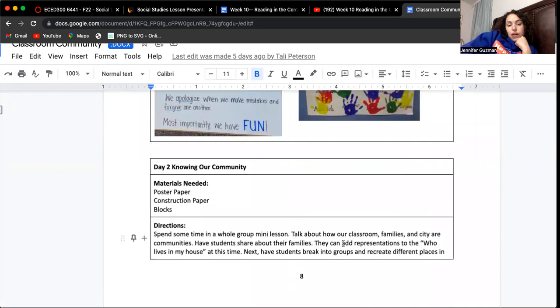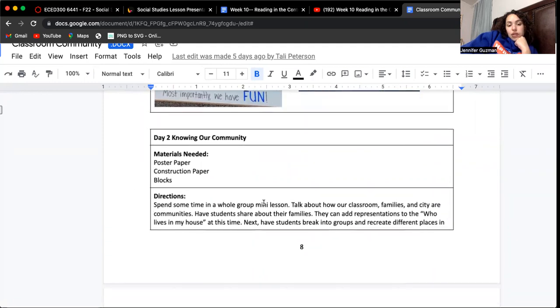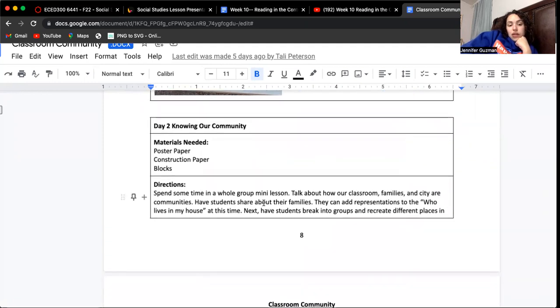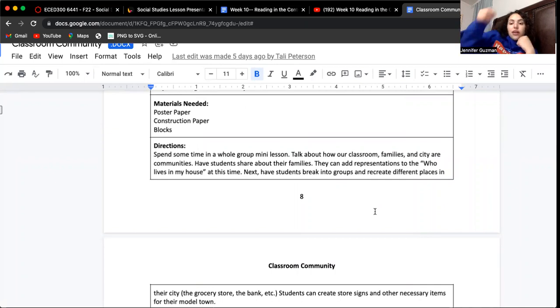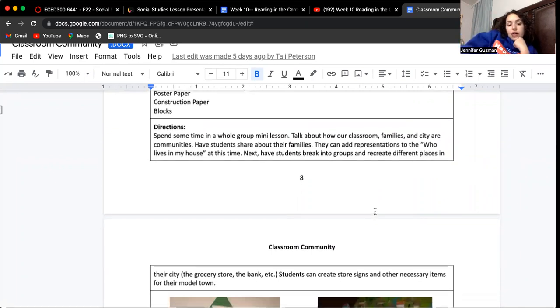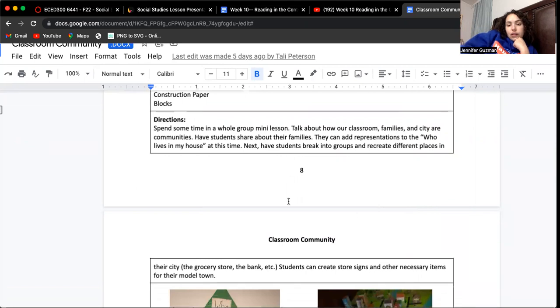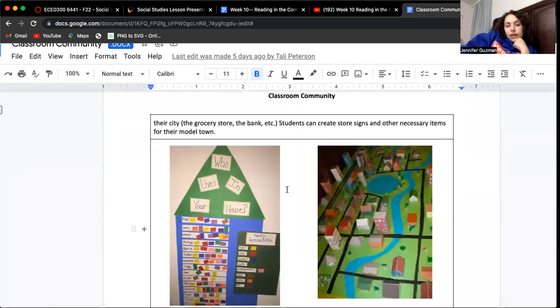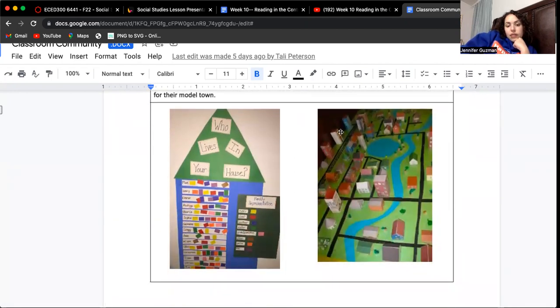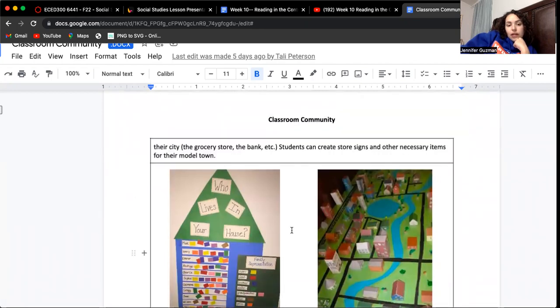Day two, knowing our community. Materials needed: poster paper, construction paper, blocks. So for this mini lesson, you'd spend some time with the students talking about how their classroom, families, and city are communities. So you'd compare just the environment around them. And then this is some ideas that we had of what it could look like. So even like the grocery store, the bank.